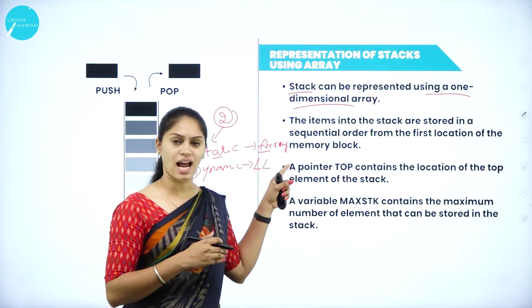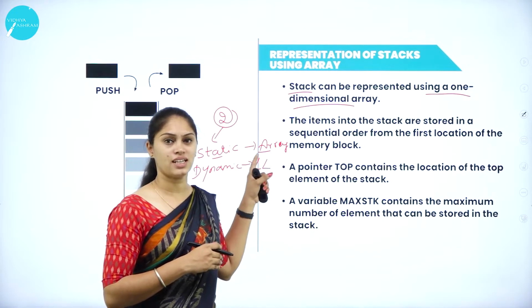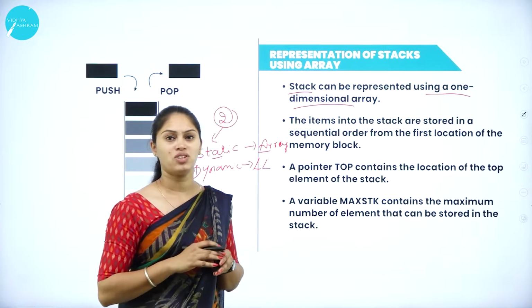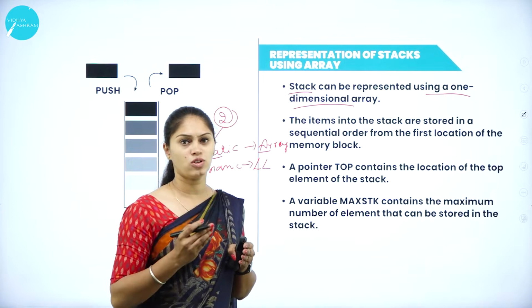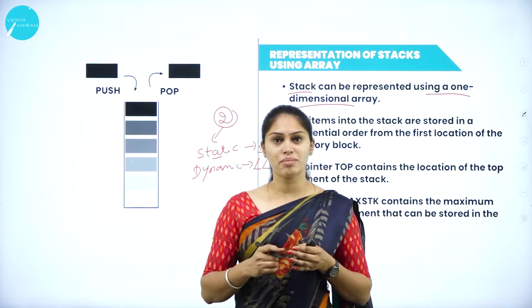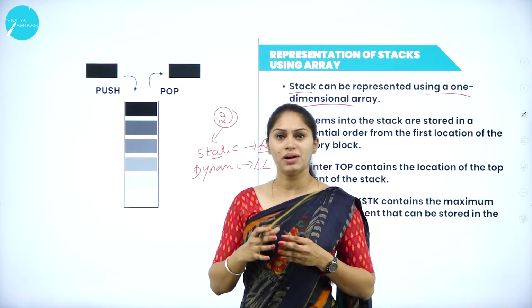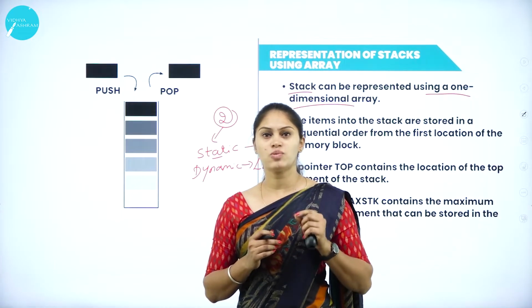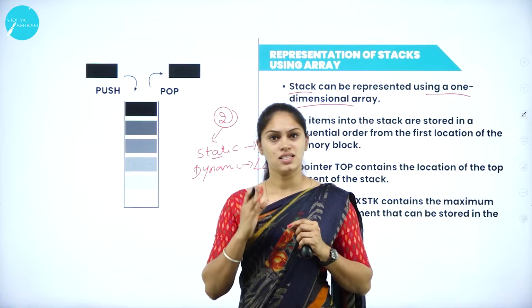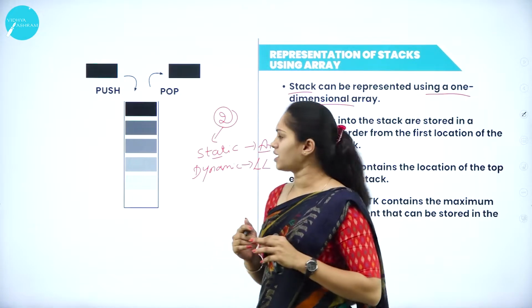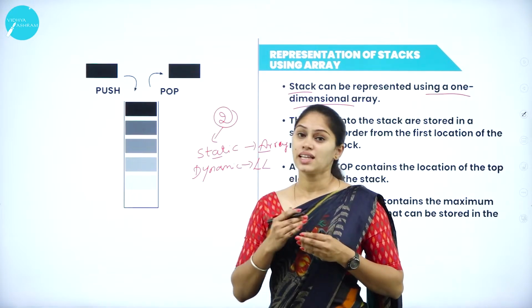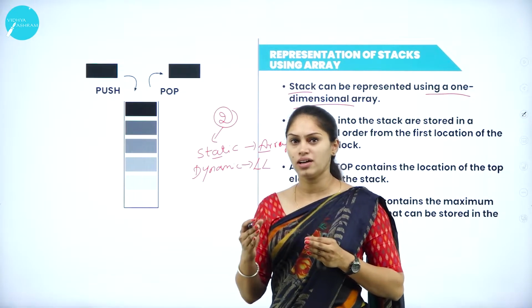So if it is static, what we use is an array. Even in an array, we use a one-dimensional array. As we all know, a one-dimensional array is a collection of elements of the same data type. That methodology we use in order to represent the stack. When it comes to the one-dimensional array, how will the elements be stored? They will be stored in linear order.